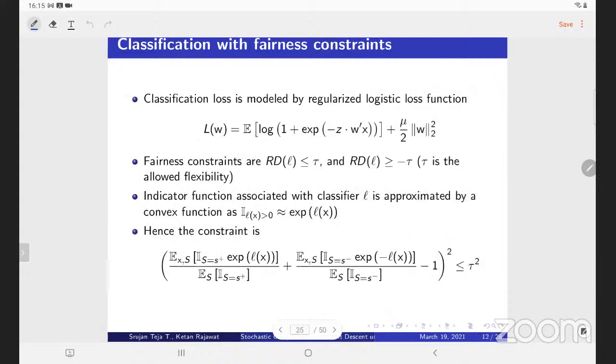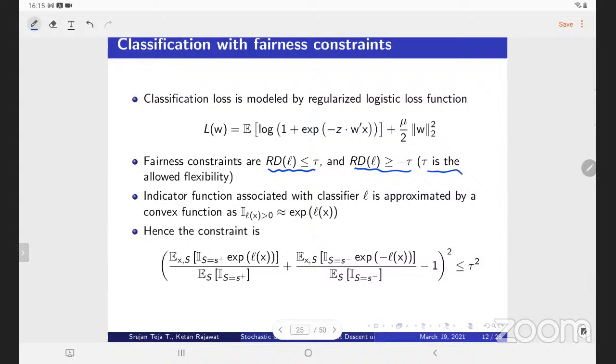Yeah. So now the loss function is pretty standard. I have used the logistic loss function here. One can use any other loss function which is used in practice. And the fairness constraints are this one. This risk difference should be less than or equal to tau, and also should be greater than or equal to minus tau. It should be in between minus tau and tau. So the tau is the allowed flexibility. So this classifier is allowed to have this much unfairness in the decision process.